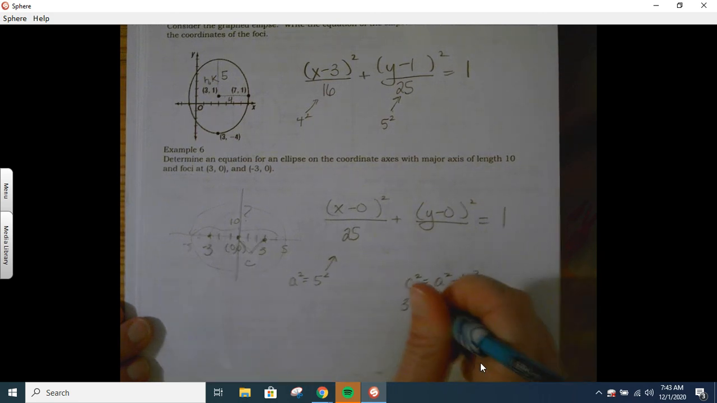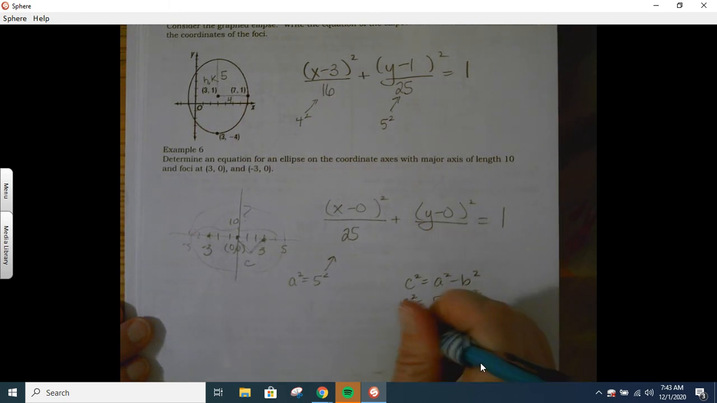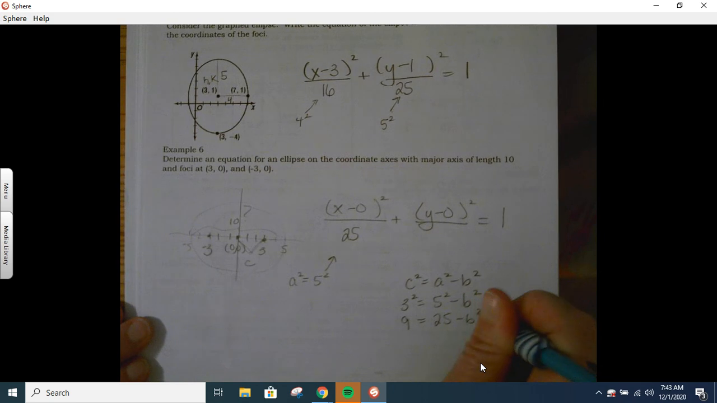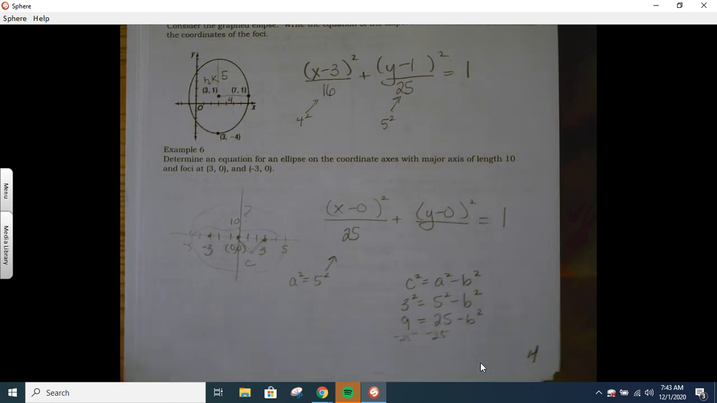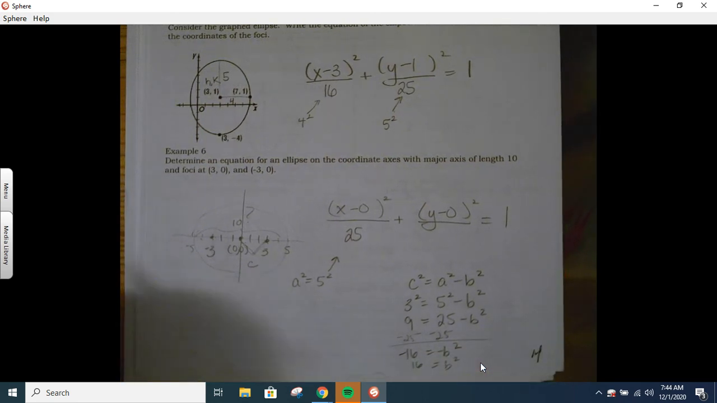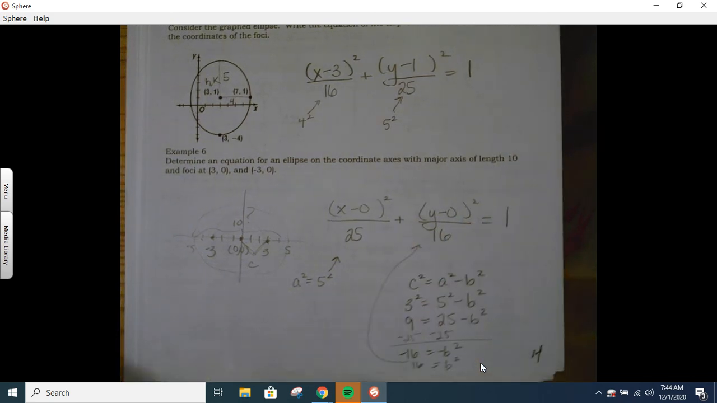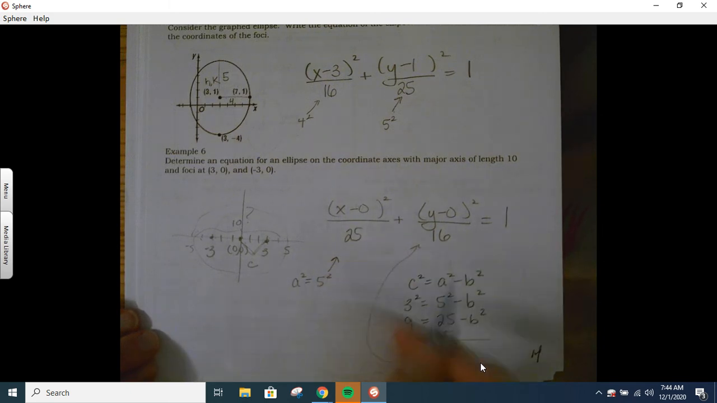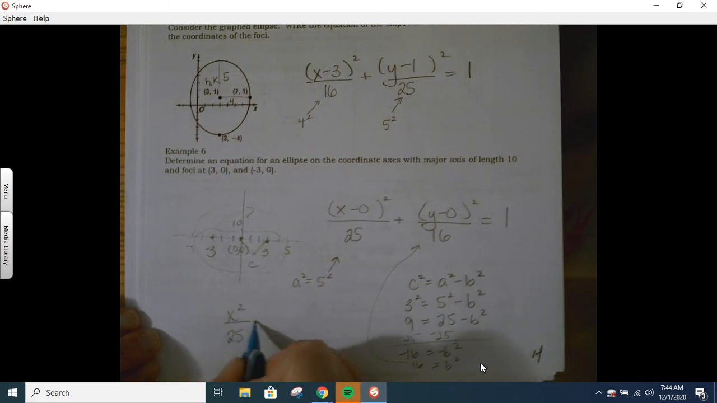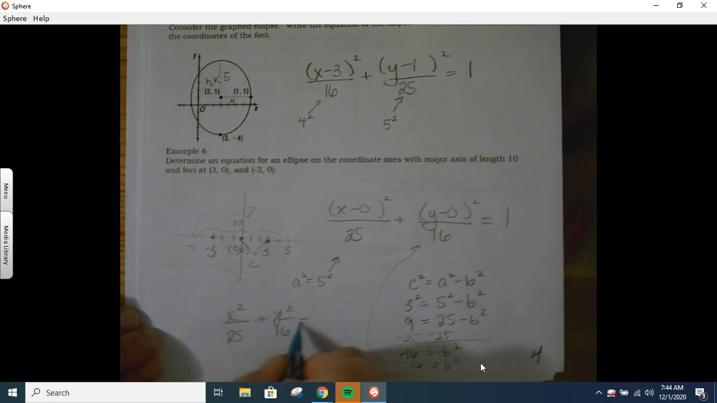I would have 3 squared equals 5 squared minus b squared, and then solve that for b. So this would be 9, this would be 25. I would subtract the 25, so that would be negative 16 equals negative b squared. So b squared is 16. I could take the square root and say b is 4, but then what's going to go under the y is that I'm going to square it, so I don't need to do that. I also don't need these minus zeros. So my final answer would be x squared over 25 plus y squared over 16 equals 1.